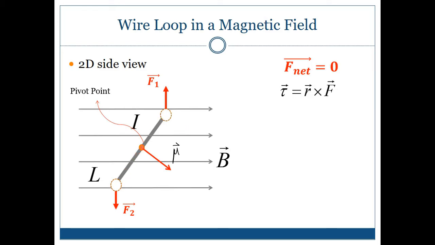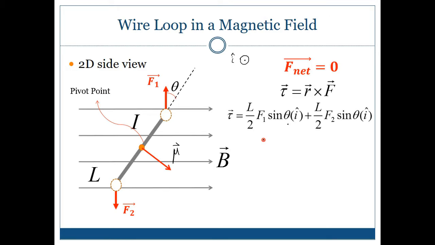And since it can freely rotate around this point, it will rotate eventually. So we can write the individual torque vectors created by F1 and F2 depending on this angle theta that we started out with. R cross F. So this is the distance from the pivot point to the force, which is half of the length here, L over 2, force F1, and the sine of the angle in between.